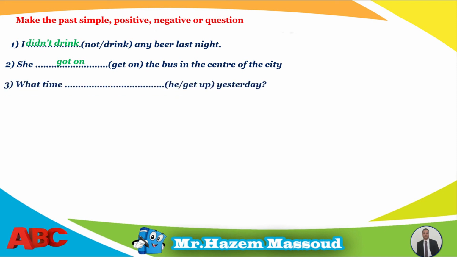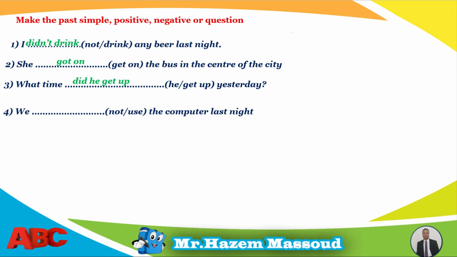Number 3. What time dash he get up yesterday? Again, remember, in a question form, I start the sentence with the auxiliary verb did plus subject plus the base form of the verb. And this is our WH question, so I put the auxiliary verb did after the WH question word. So the answer is, what time did he get up?